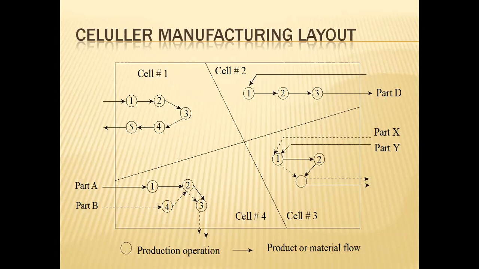So now we have completed all the four types of layout. That is, the first layout was process layout that we discussed in the earlier presentation. Then we discussed product layout, that also we discussed in the earlier presentation. In this presentation, we discussed fixed position layout and the cellular manufacturing layout.